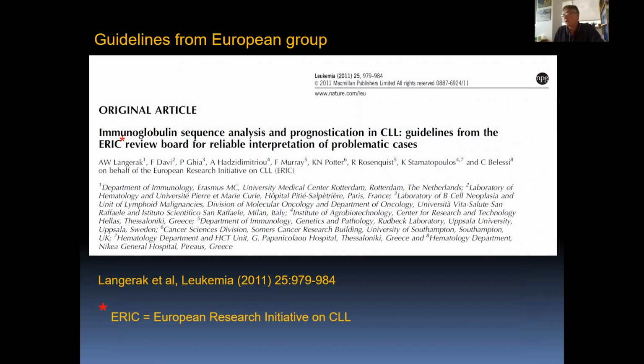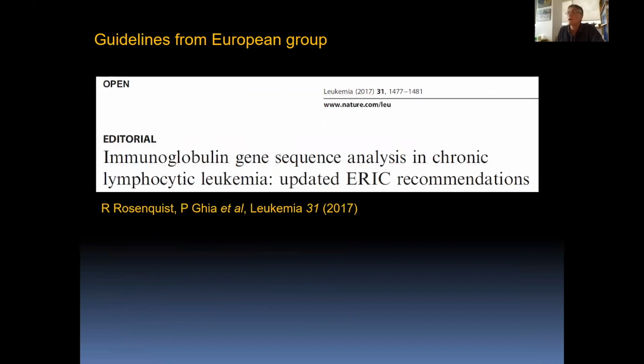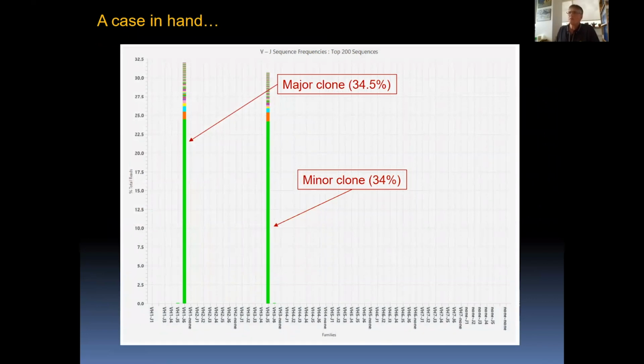There have been several papers published that guide a person on how to analyze these sequences. For example, there's one from 2011, there's an updated recommendation in 2016, and the most recent one has the updated ERIC recommendations, ERIC being the European Research Initiative on CLL, the specialized body that carries out a lot of research in this field. So they have recommendations on how to analyze and how to report these IGHV sequences.